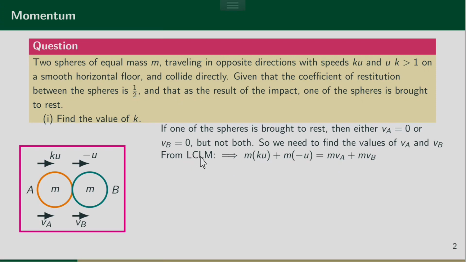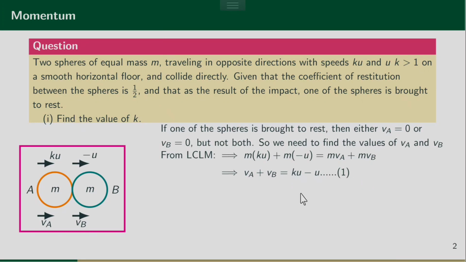So from the law of conservation of linear momentum, the momentum before impact will be m multiplied by ku, I add it to m multiplied by negative u, is equal to the momentum of the spheres after impact, which is mva, I add it to m times vb. So notice that m is common to each term, so I can cancel out m from each of these terms. So I'll be having VA plus VB is equal to KU, take away U. Let me call that equation 1.